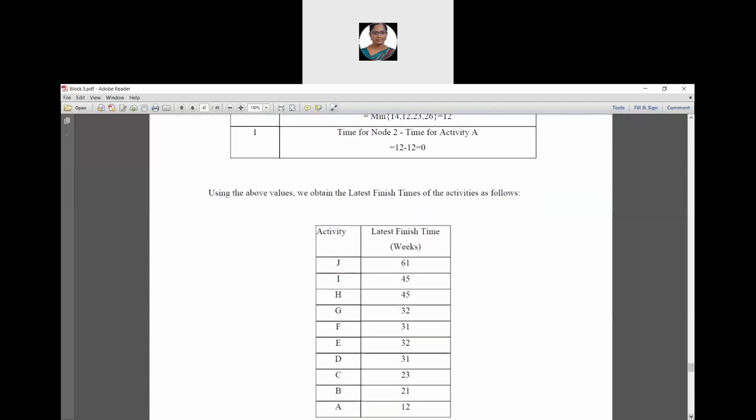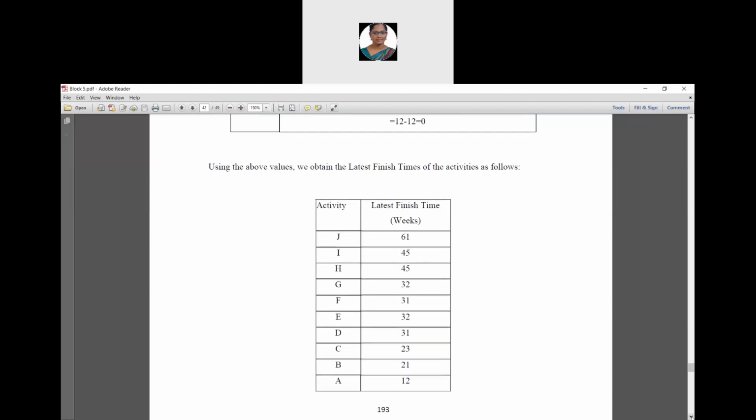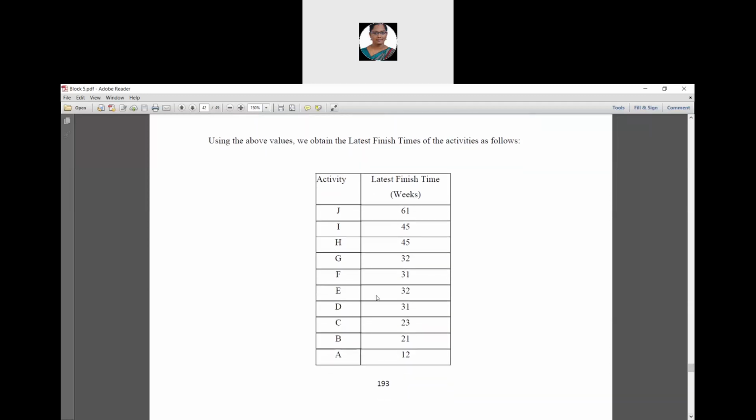So using the above values, we obtain the latest finish time of the activities as: for J activity, latest finish time value in weeks is 61, for I 45, for H 45, for G 32, for F 31, E also 32, D also 31, for C activity it is 23, for B 21 weeks, for A latest finish time value is 12 weeks.